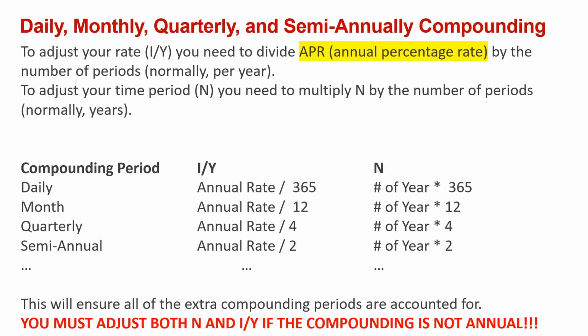When you are asked to solve for I/Y and N in a monthly compounding problem, keep in mind that the I/Y and N you get from your calculator are the monthly interest rate and the number of months. You will need to multiply the monthly interest rate by 12 to get the annual interest rate and divide the number of months by 12 in order to get the number of years, if the question asks for the number of years instead of the number of months.